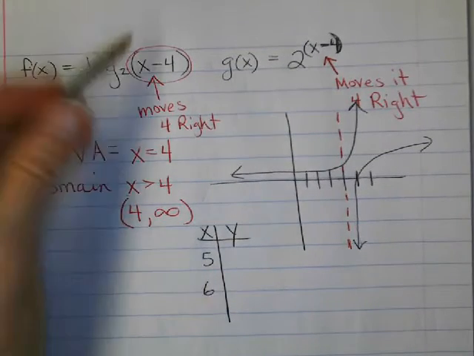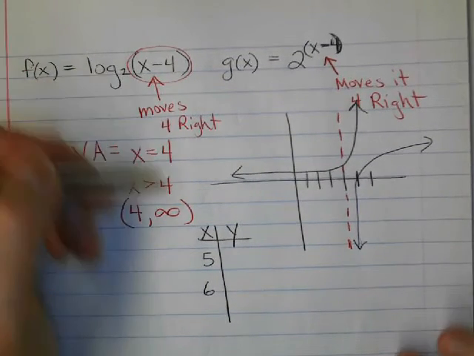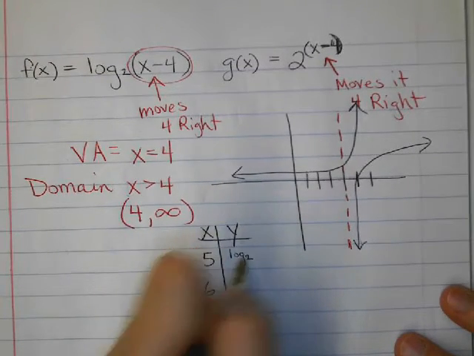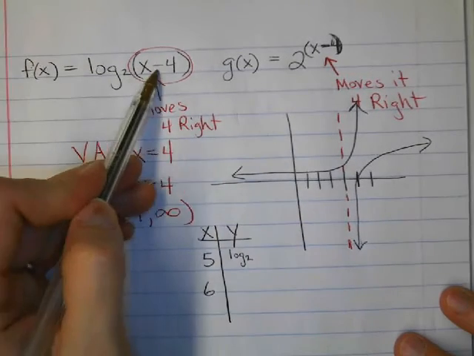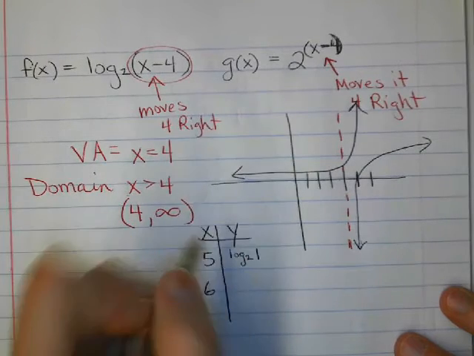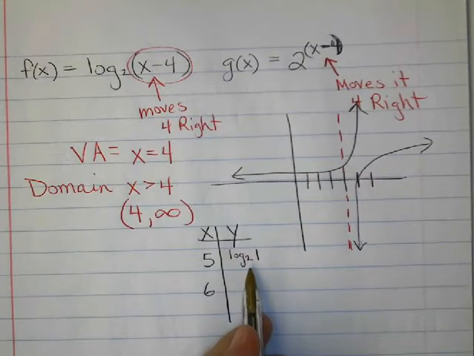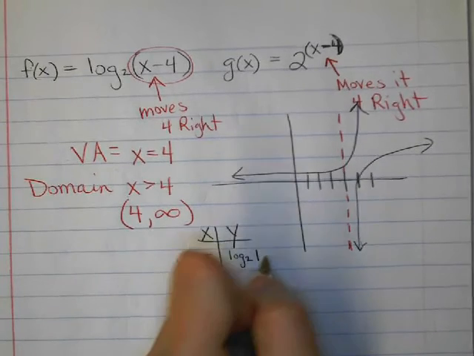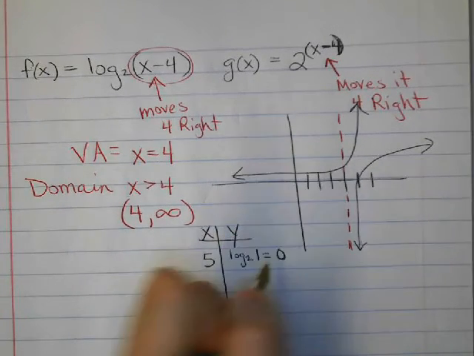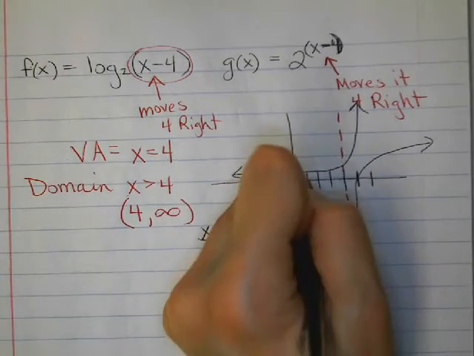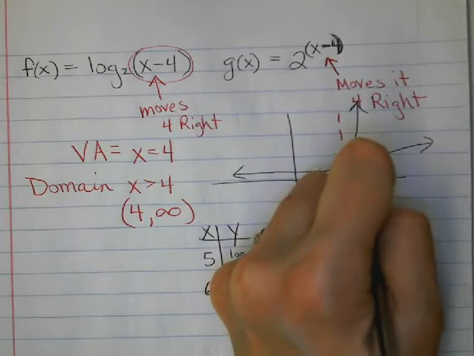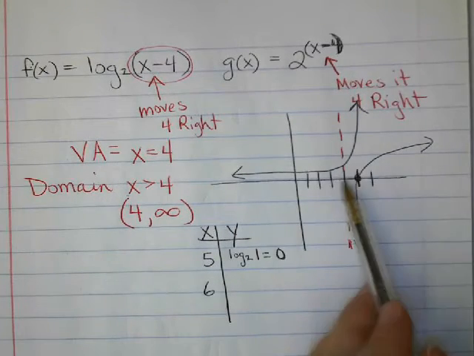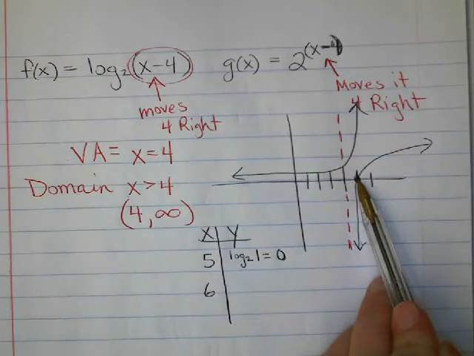If I go back to my log function up here and plug in 5, it would say log base 2, and then I'd plug in 5. 5 minus 4 is 1. And I'd have to figure out what log base 2 of 1 is. Whenever it's a log of 1, that always equals 0. So 5 comma 0, 1, 2, 3, 4, 5. I knew it was going to hit there because I've done these enough times. I sketched it for you. See, that is an actual point right there at 5 comma 0.